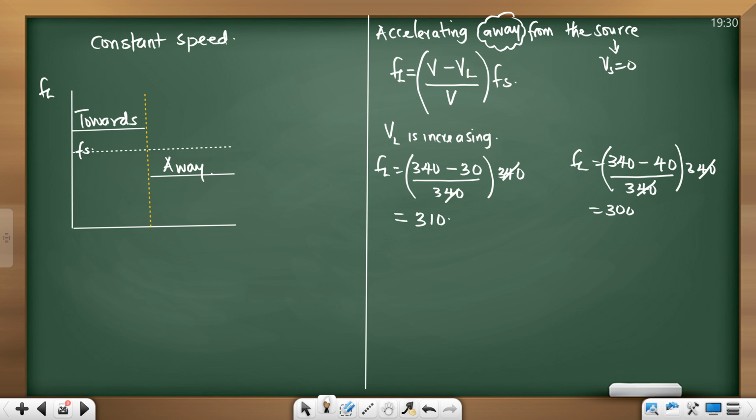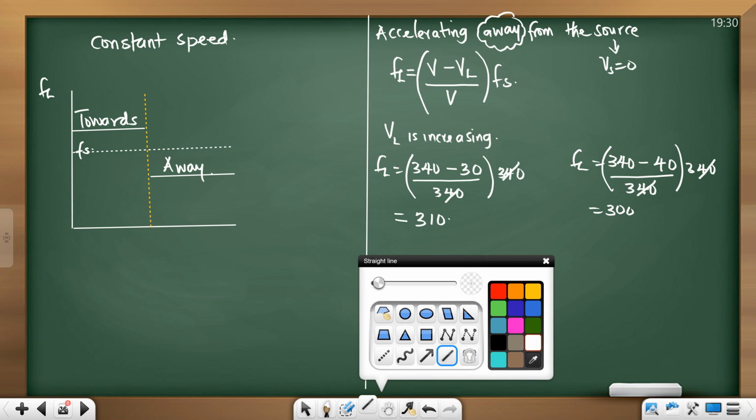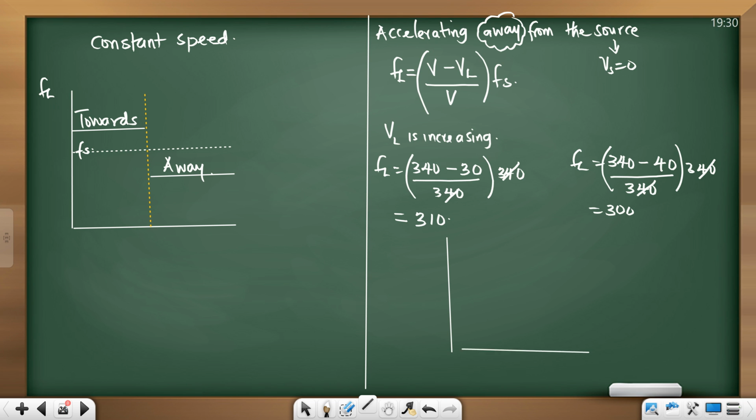Decreasing. So what will my graph look like? We are going to start from 340. But then as the speed increases, it goes to 310 and goes to 300. Check that. I don't know if that skill makes sense. Just throw in figures, compare the values, you will see whether it's increasing or decreasing. Please let me know if what I just explained makes sense to you.